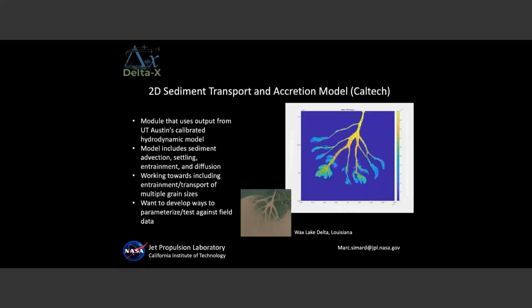So once we have the hydrodynamic model running, we can look at sediment transport. And this is an output of that sediment transport. And we look at the deposition across the wetlands. So this is just one example of the Wax Lake Delta. And you can see the sediment hitting the Gulf of Mexico and slow down, and then the tide impact coming in, pushing back on the sediments.